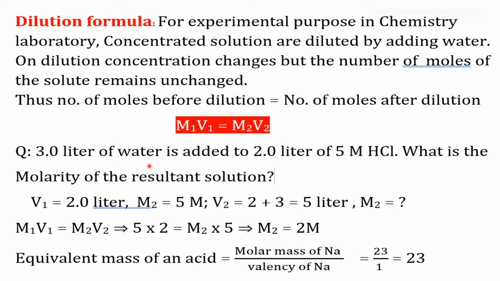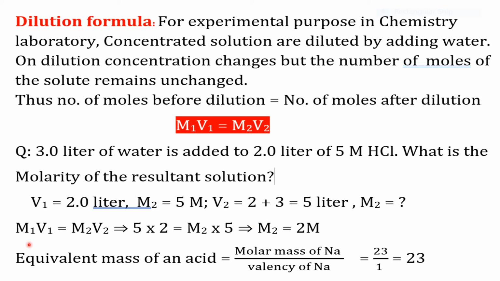3 liters of water is added to 2 liters of 5 M HCl. What is the molarity of the resultant solution? Now, before dilution, the volume of the solution is 2 liters and its molarity, that is concentration, is 5 M. Now, after dilution, we are adding 3 liters of water to 2 liters of solution. So 2 plus 3 equals 5 liters. Then what should be the molarity?